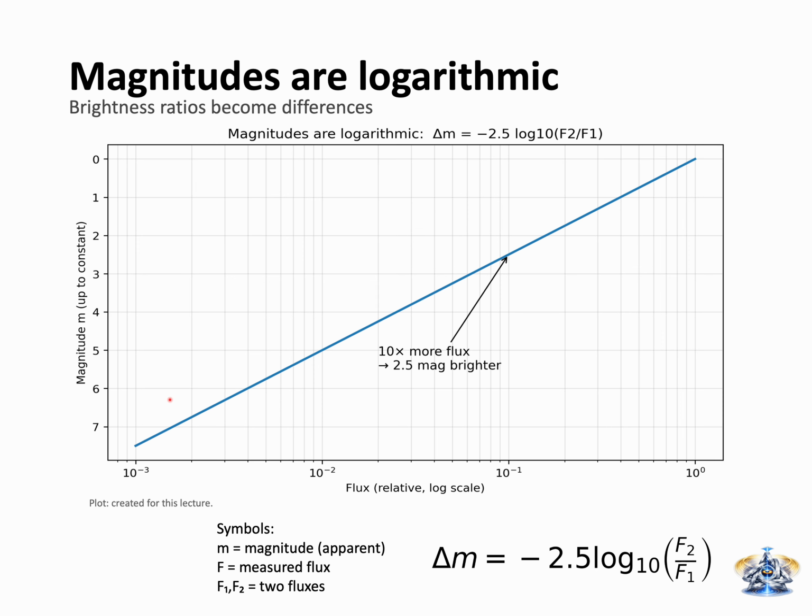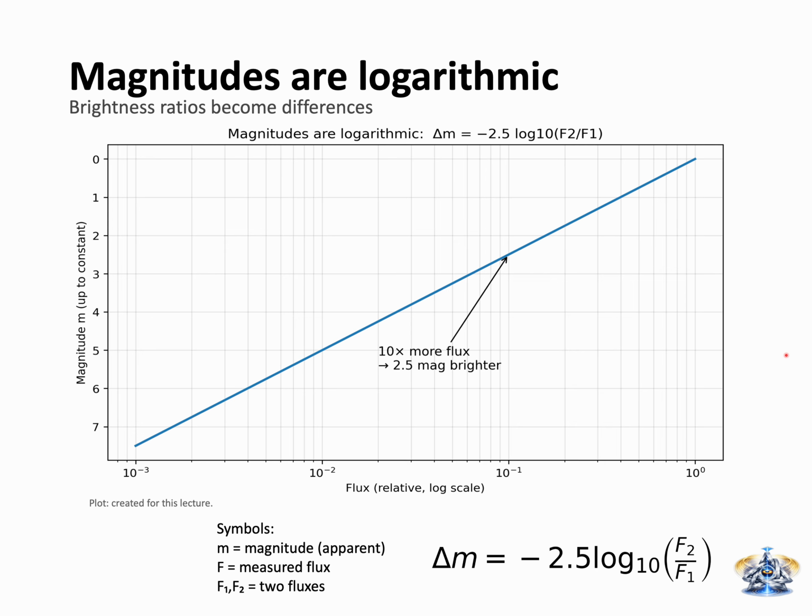Now here's the rule that defines magnitudes. The change in magnitudes equals minus 2.5 times the base 10 logarithm of the flux ratio. In other words, take the ratio flux 2 divided by flux 1, take the log base 10 of that ratio, and then multiply by minus 2.5. And that minus sign is everything. It means if the flux goes up, the magnitude number goes down, so the object is brighter.